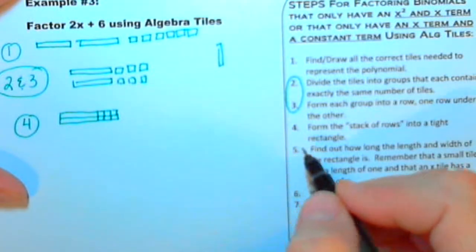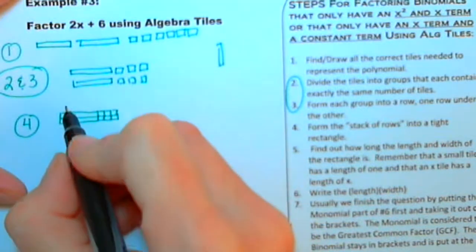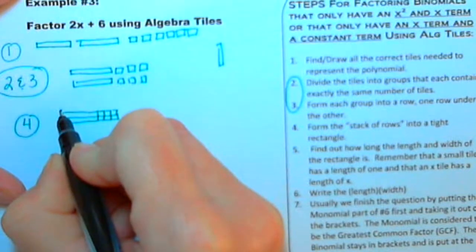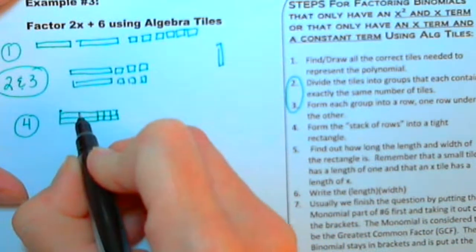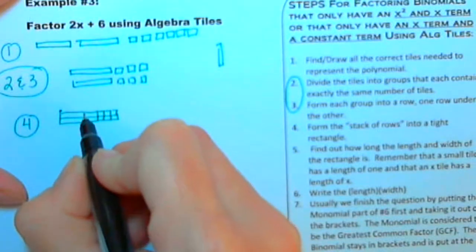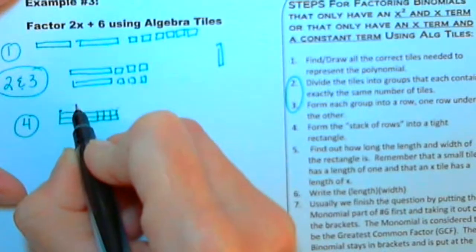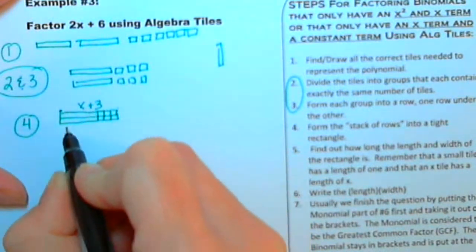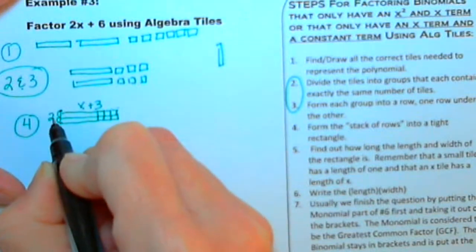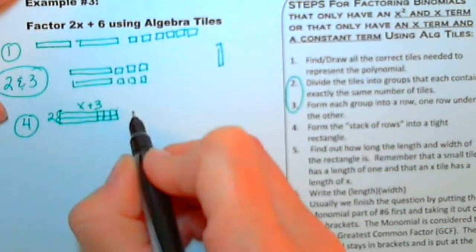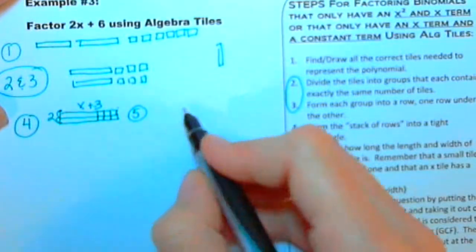Step 5 is where you actually begin to find what we call the factors. And the factors are actually how long and how wide this rectangle is. So imagine for a second you standing here and walking all the way to the end of this rectangle. How far would you walk? How long is this? Well, this is X long, and each of these are 1 long. So this is x plus 1, 2, 3. How long is this side here? Well, this is 1, 2. This is 2 long. So step number 5 is just to identify how long each side of the rectangle is.